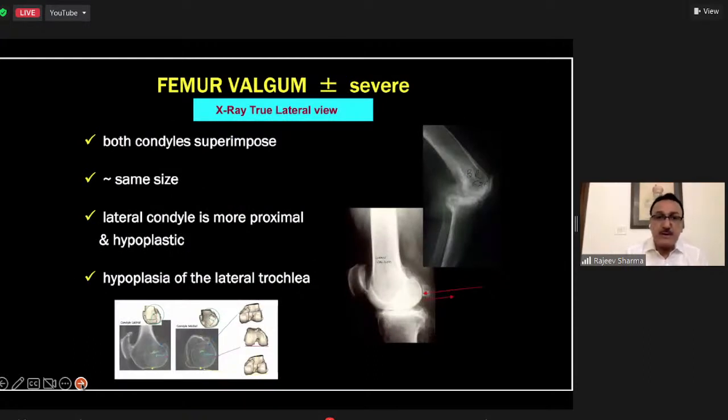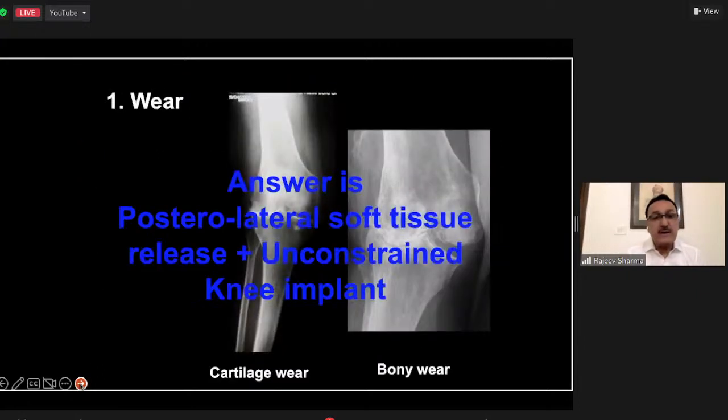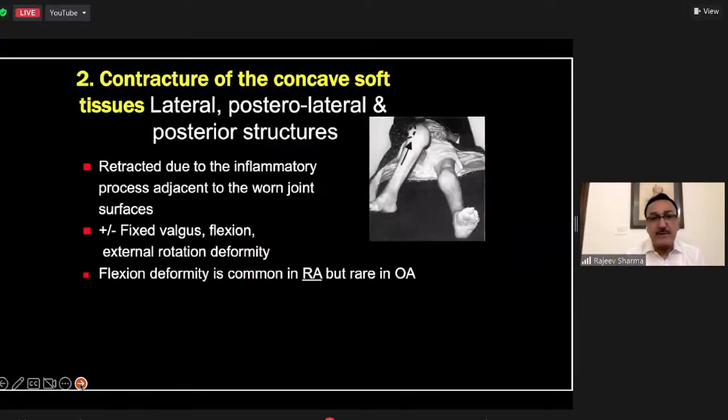When you see hypoplastic femoral condyles, both the condyles will superimpose on each other and look the same size. That means the lateral condyle is actually hypoplastic, which is not an uncommon situation in these cases. For the wear that is there, the answer is posterolateral soft tissue release, that you saw in the videos and explanations of Dhanshekhar, plus the unconstrained knee implant, as seen in the previous talks.